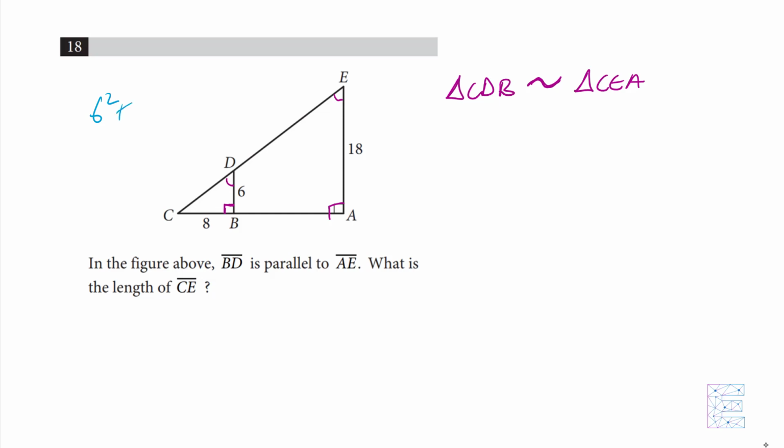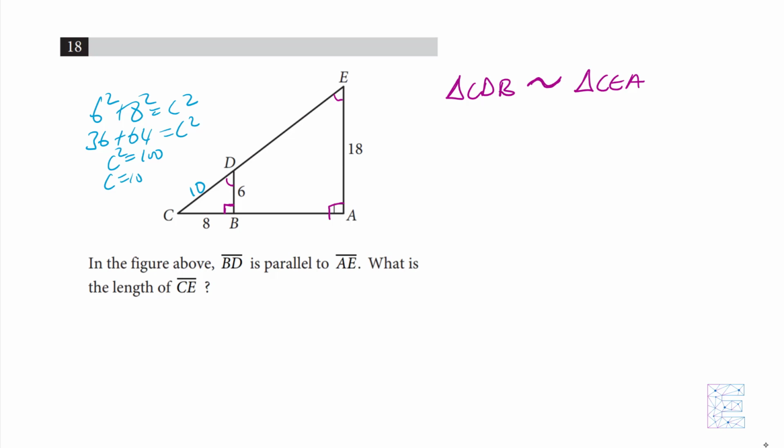6 squared plus 8 squared equals C squared. So you'd have 36 plus 64 equals C squared. So C squared ends up being 100. So C is 10. That means this missing piece right here is 10. Now we can set up a proportion.